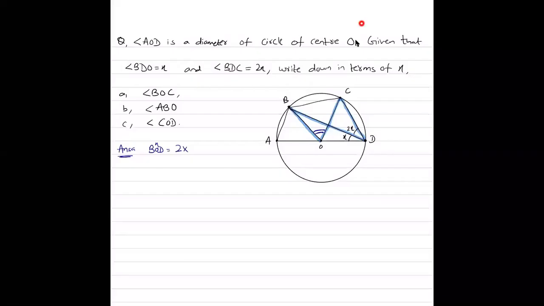सो हम बात कर रहे थे एंगल BOC की. BOC जो है वो एंगल एट द सर्कम सेंटर है. So angle at the center is going to be equal to twice the angle at the circumference, that is BDC. सो अगर BDC का एंगल 2x है तो BOC is going to be 4x. Now we need to find angle ABO, which is this angle. So how can we find angle ABO?